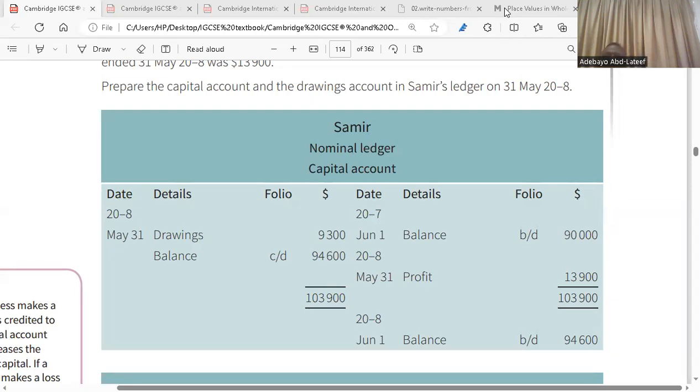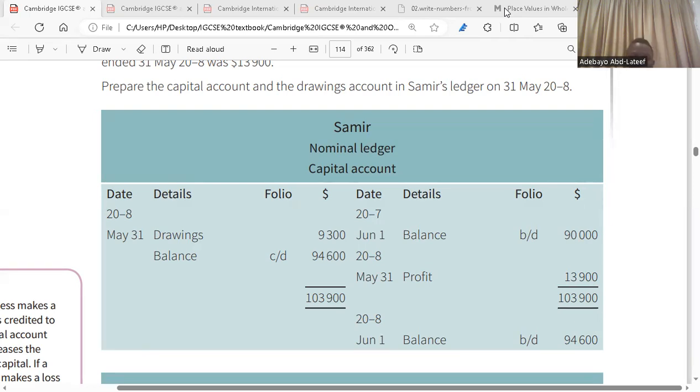Okay. So for our capital account, we said the debit side contains loss or drawings. The credit side of our capital account entails the balance, which is the amount of money the owner of the business has given to the business, and the profit made by the business. Do you get it? So that's how we prepare our capital account.